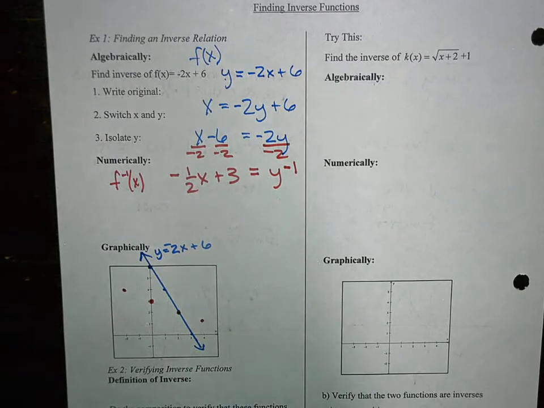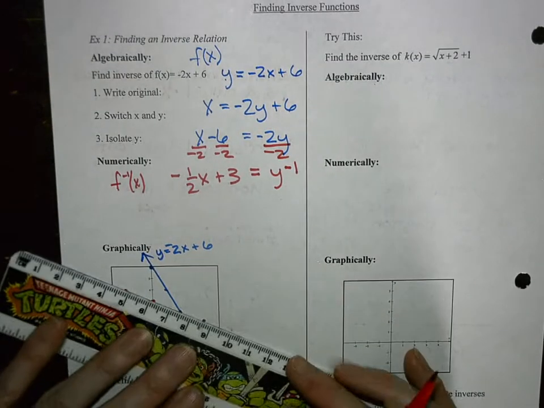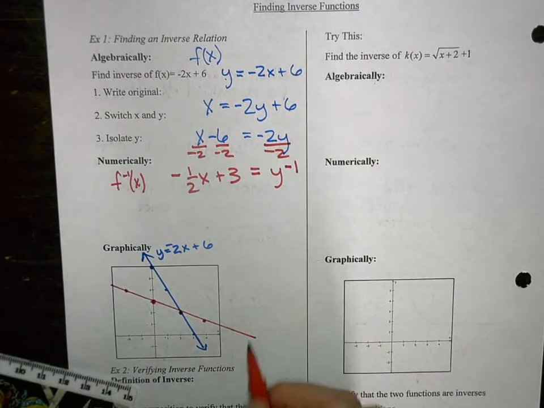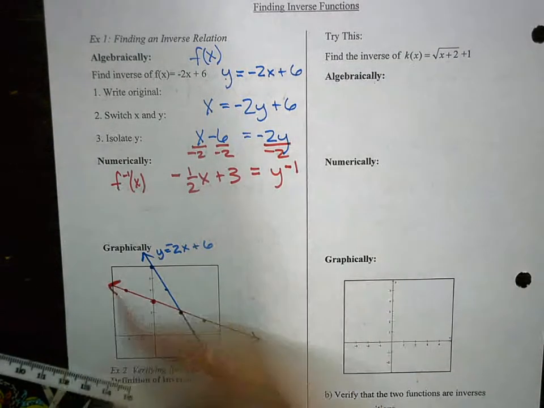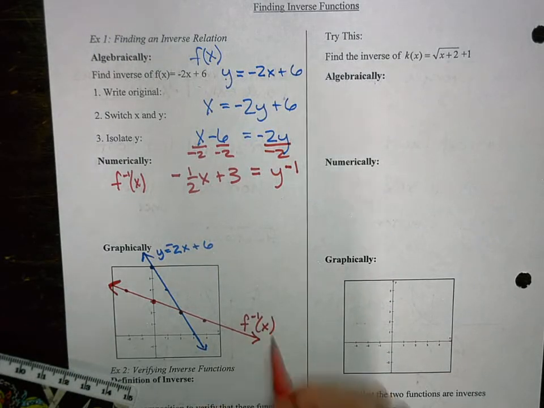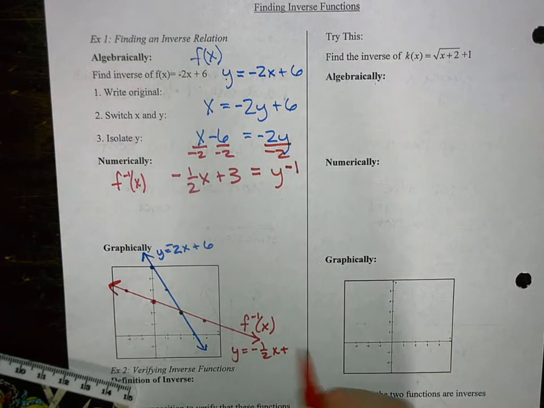Now, that's just me graphing this equation. Draw it in a different color. This is f inverse of x, which is y equals negative 1/2 x plus 3.